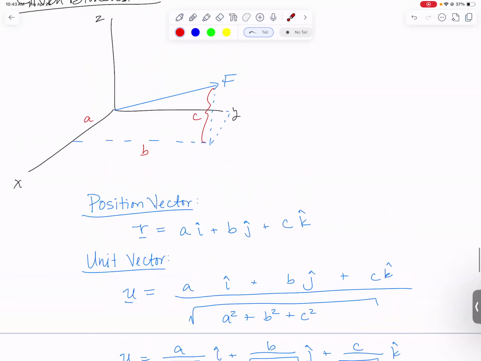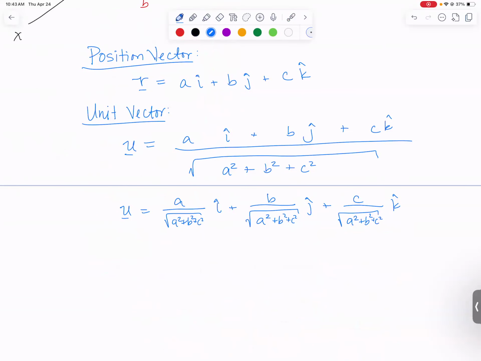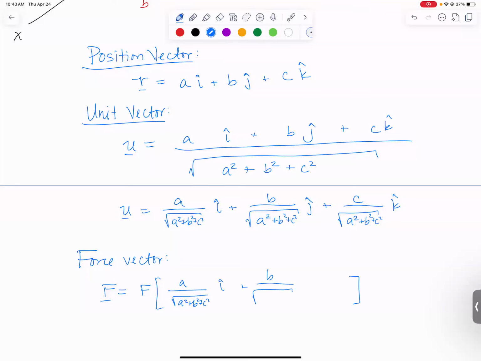So finally, now if my force had a magnitude of 100 pounds or 100 newtons or something, I can now write my force vector in Cartesian coordinates as follows. It has a magnitude F and a direction of a over square root of a squared plus b squared plus c squared in the i direction, b over square root of a squared plus b squared plus c squared in the j direction, and c over the square root of a squared plus b squared plus c squared in the k direction.